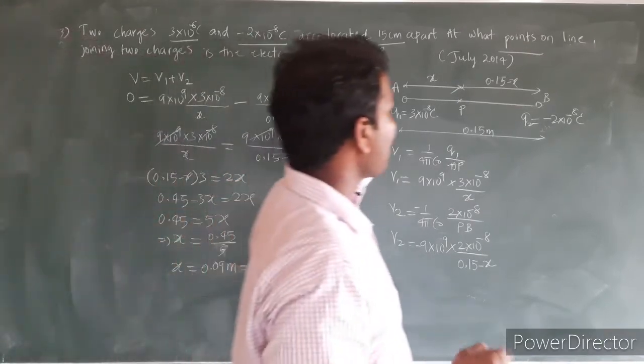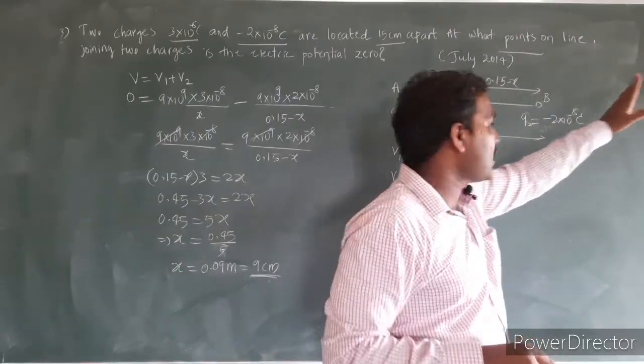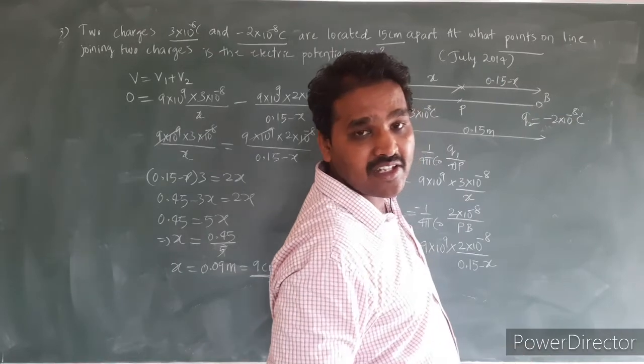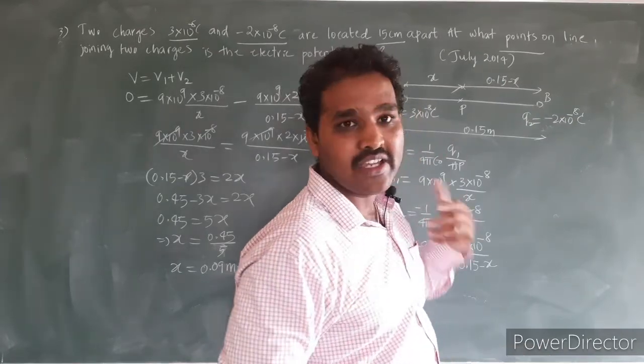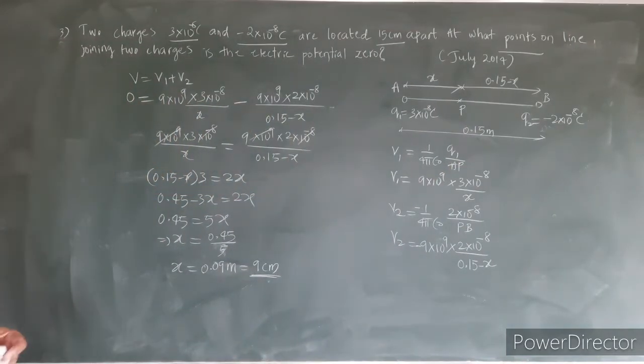Okay. So for another point, either I can assume the point is towards the right side of the second charge, or it is towards the left side of the first charge. You can choose any point here. So that also we shall try to solve. You can take a screenshot of this.